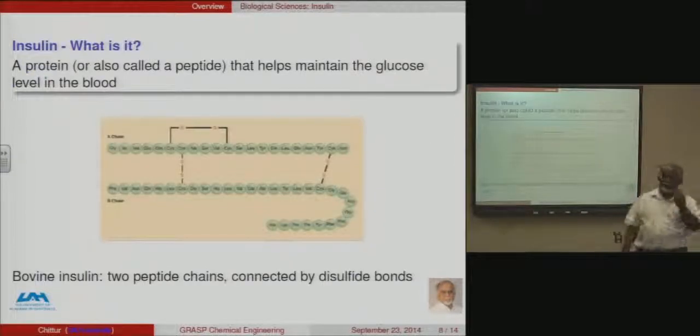So insulin is a peptide, and you may be able to see that on the slide much better than on the screen. This is an example of a bovine insulin. There are two chains that are hooked together with the help of these disulfide bonds. And all of these things, don't worry if you don't understand the details right now. These are individual amino acids linked up together, covalently bonded together. And that's the insulin structure.